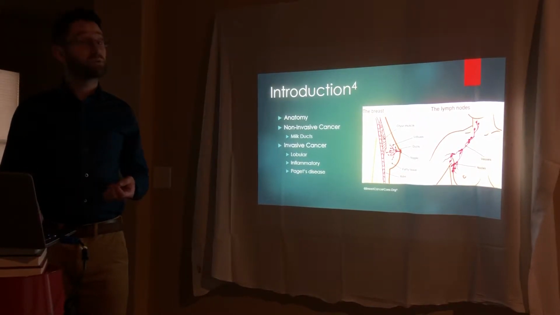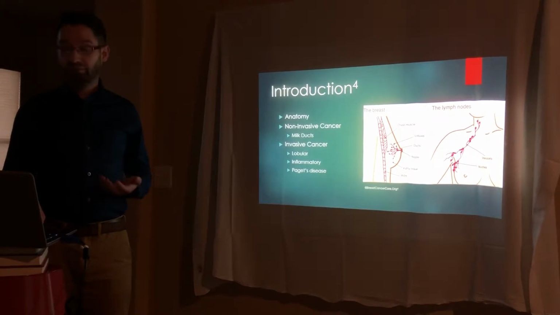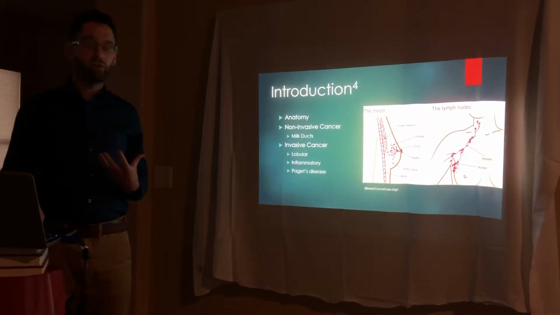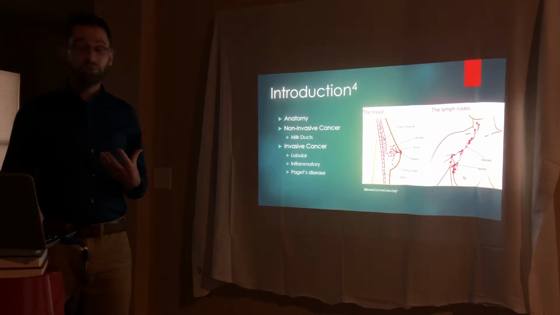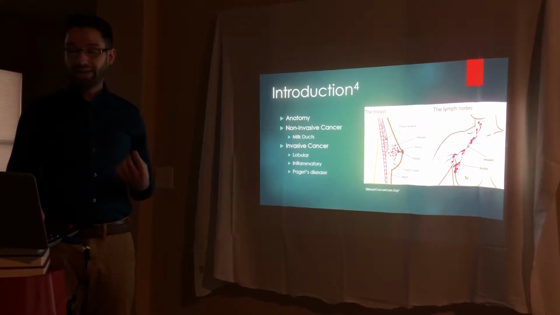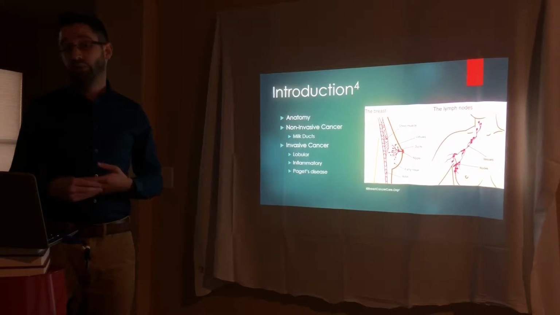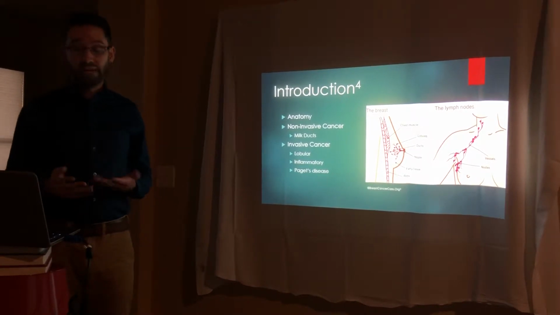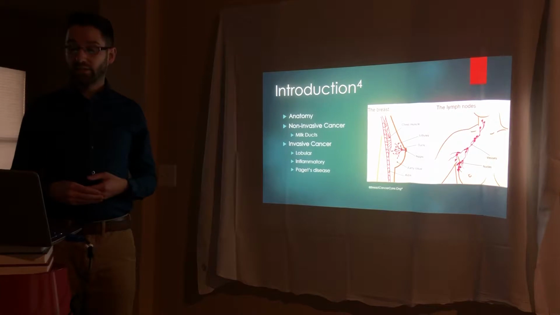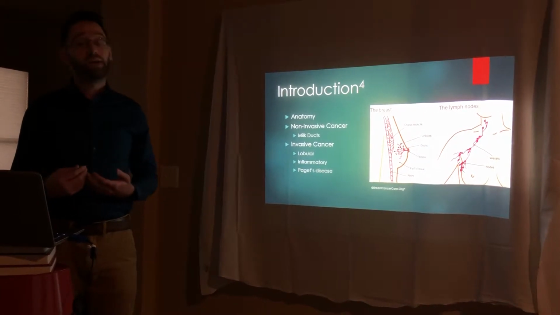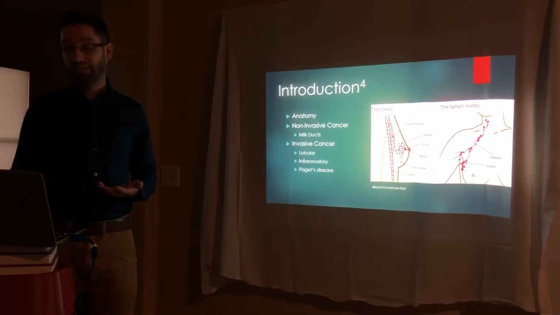Additionally, there's inflammatory breast cancer, which is rare but fast growing, where the skin of the breast looks red and almost inflamed, which is caused by the breast cancer cells blocking the tiny lymph channels in the breast and the surrounding skin. The last type of cancer that I want to point out here is an uncommon type called Paget's disease that causes the skin of the nipple to actually change in appearance, similar to eczema.